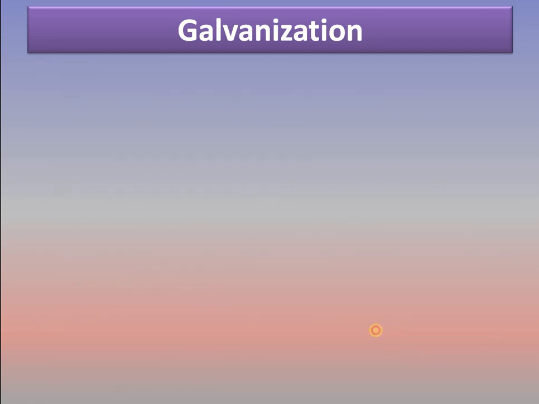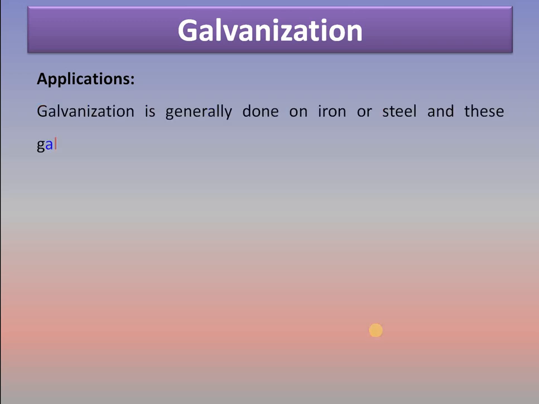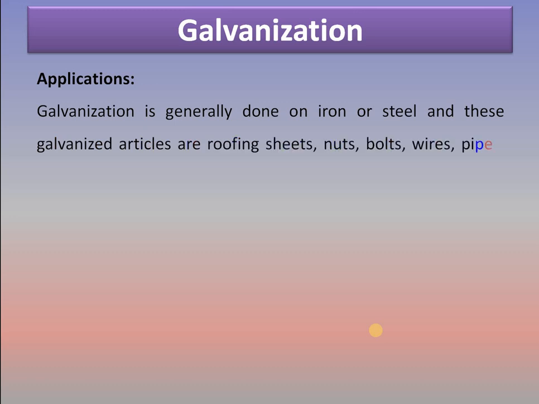Now we will see the applications of galvanization. Galvanization is generally done on iron or steel, and these galvanized articles are used for making roofing sheets, nuts, bolts, wires, pipes, buckets, tubes and nails.